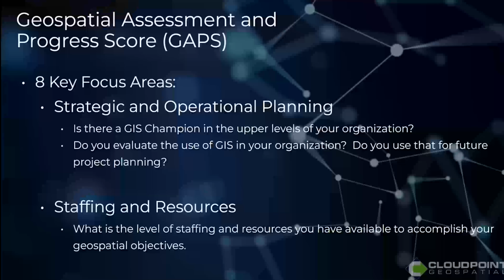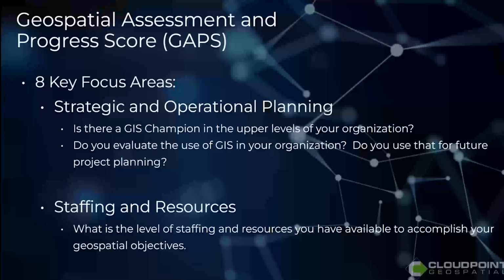So again, I mentioned the gaps analysis focuses on 8 key areas. I'll just go through these, and then I'll show you what the results of this look like. So the first one here, strategic and operational planning. We'll talk about things like, is there a GIS champion in the upper levels of your organization? Do you have department heads, or maybe it's the city manager or somebody like that that you can rely on to help you plan for the expansion of GIS in your organization? Do you have processes where you evaluate the use of GIS in your organization? And do you use that for future planning?